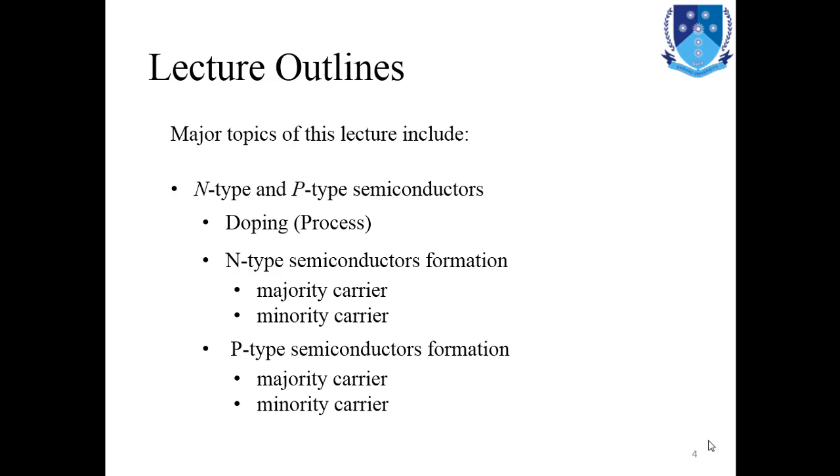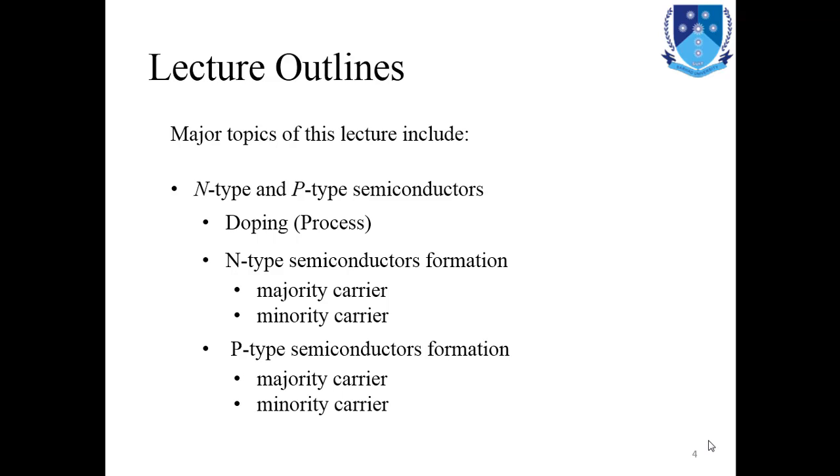Today in lecture number 5, we will start our lecture by discussing the N-type and P-type semiconductors. We know that pure or intrinsic semiconductors are neither good conductors nor good insulators. So we need to add impurities to these semiconductors. The process in which we add impurities to intrinsic semiconductors is known as doping.